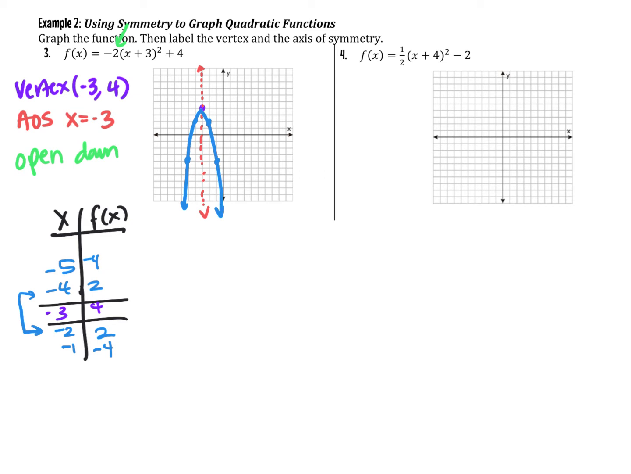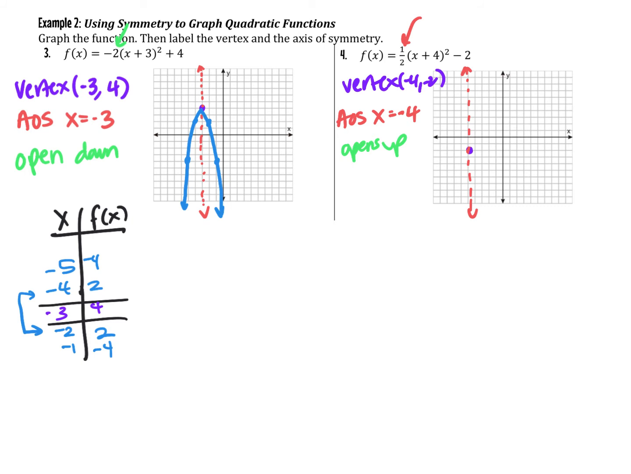Okay, on number 4, hopefully you already identified that the vertex is (-4, -2) and that the axis of symmetry is the line x equals -4. And since this 1/2 in front is positive, this opens upward. Those are just good things to check, especially which direction it's opening, which is really going to help you make sure that your graph makes sense after you're plugging in those values. So here's my vertex. I'm going to plot my axis of symmetry as a dotted line so I can use that to reflect.